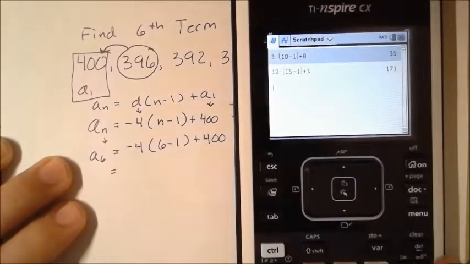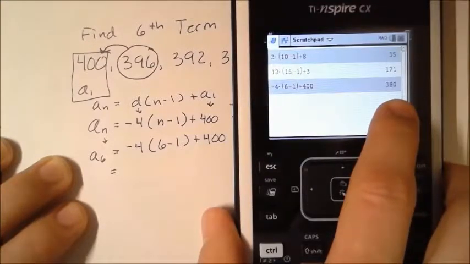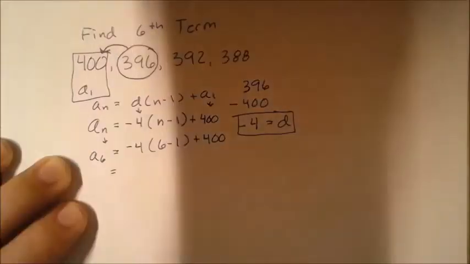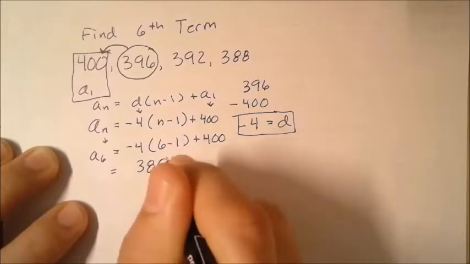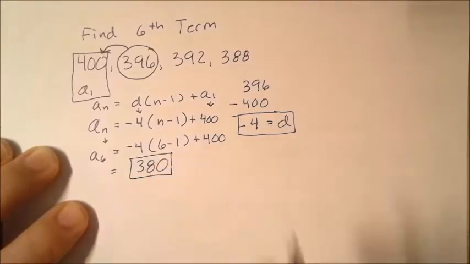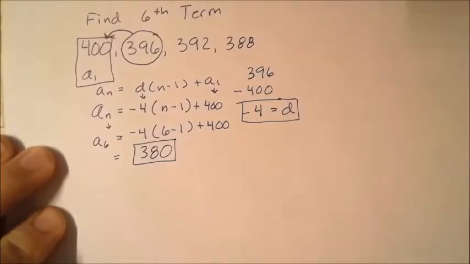Alright, so I'm going to go ahead and put this in. I'm going to say -4 times 6 minus 1 plus my a sub 1, which is 400, and hit enter. That puts me at 380. So I'm going to go ahead and write that down. 380 is going to be our sixth term. Now I'm going to expand on this and show you how we could have found it manually.